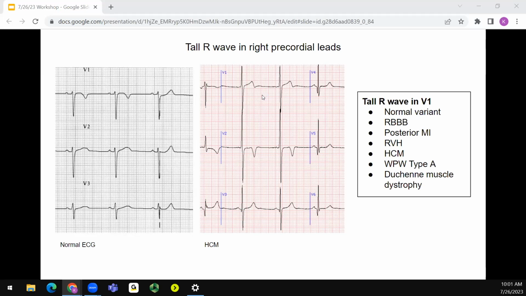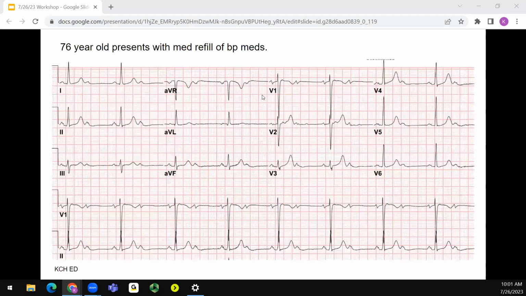But this is a list of things to think about when you get these EKGs. It's a little bit abnormal, or you can see it in young patients. And maybe you'll diagnose Duchenne's. All right.